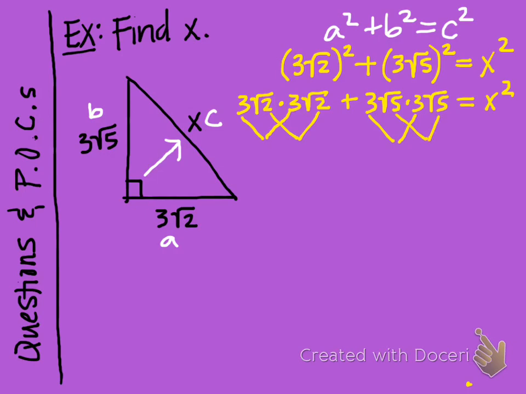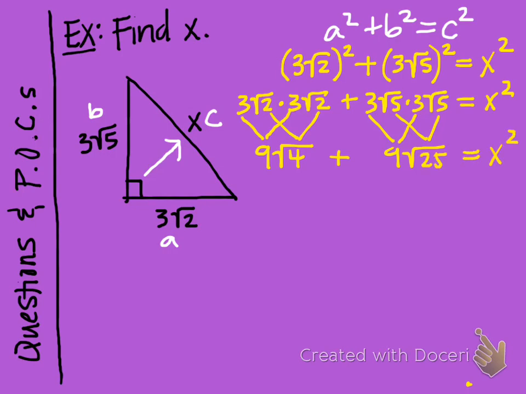So let's see what happens. On the first one, 3 times 3 is 9 on the outside. I have 2 times 2, which is 4 on the inside. For my next product, my two outside numbers are 3, and 3 times 3 is 9. My two inside numbers are 5, so 5 times 5 is 25.